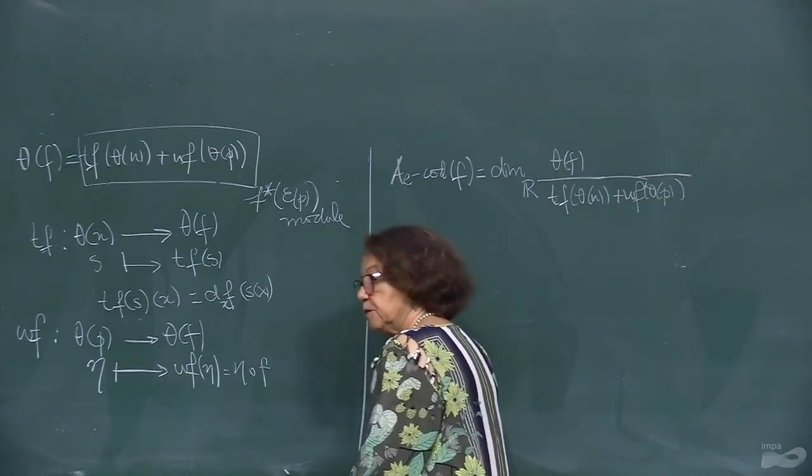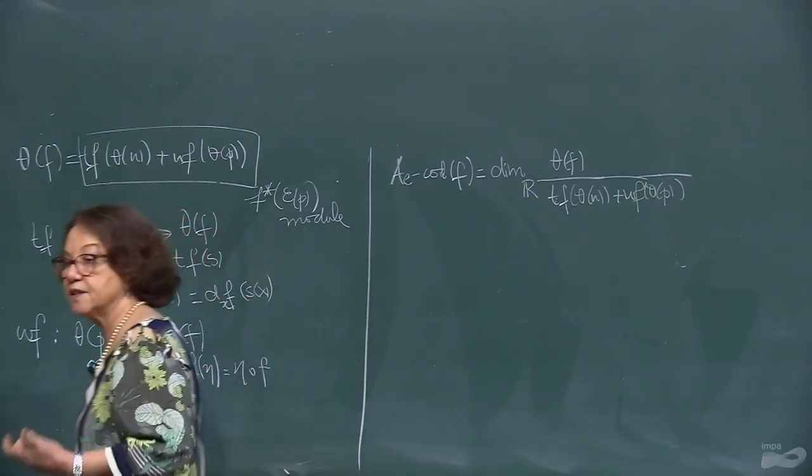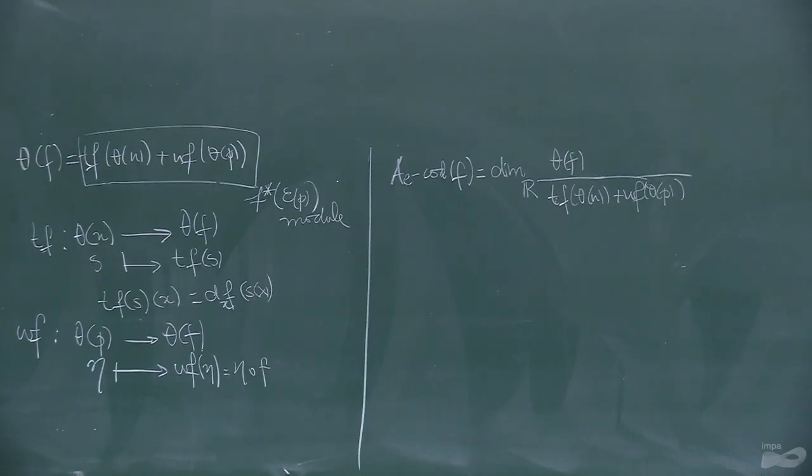We are talking about infinitesimal deformations, and it's natural that the first term comes from deformations associated to the action of the group R in the source, and the omega F theta P appears as deformations associated to the group in the target. So when F is stable, the A-e dimension is zero, as Marcelo said in his lecture.